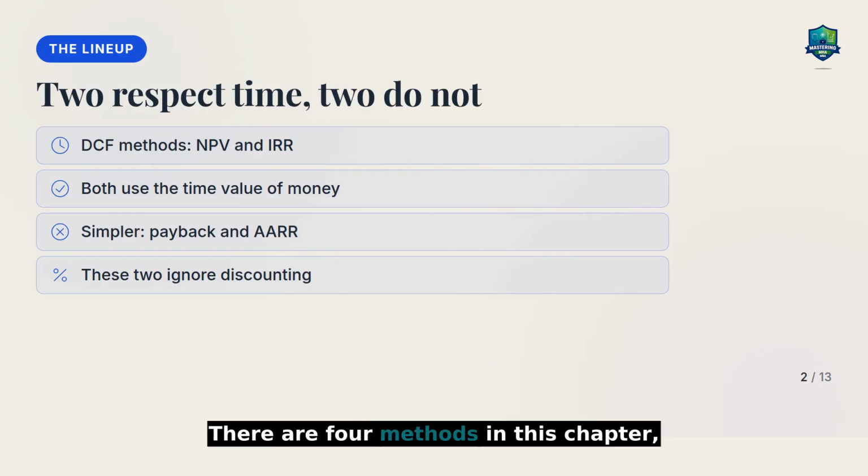There are four methods in this chapter, and they split into two camps: the discounted cash flow methods, net present value and internal rate of return. Both respect the time value of money. The two simpler methods, payback and the accrual accounting rate of return, do not fully discount cash flows. That difference is the whole story. The simple methods are popular because they are easy, but easy comes at a price we will keep pointing out.